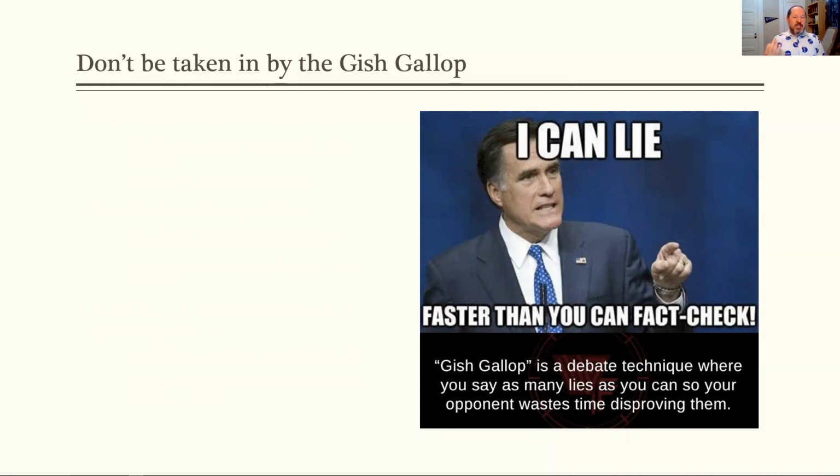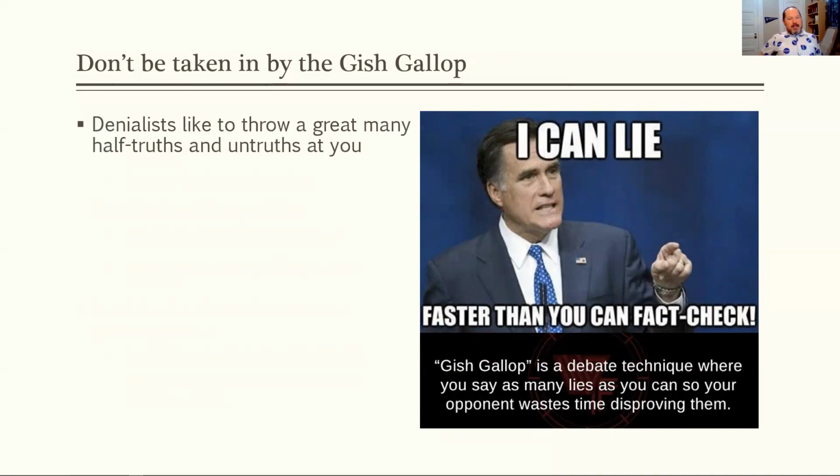You can fall for what they call the Gish Gallop. The Gish Gallop is this idea that they'll throw a bunch of lies at you, or half-truths, or things like that. And then it will take you so long to sift through all the things, what's wrong with all the different things they said, that some people will give up and say, well, they must know what they're talking about because they're throwing a lot of stuff at me, right? Like this meme says, I can lie faster than you can fact check. Gish Gallop is a debate technique where you say as many things as you can, so lies, half-truths, twisted misrepresentations, so that your opponent has to waste time disproving them, and then they can't catch up.